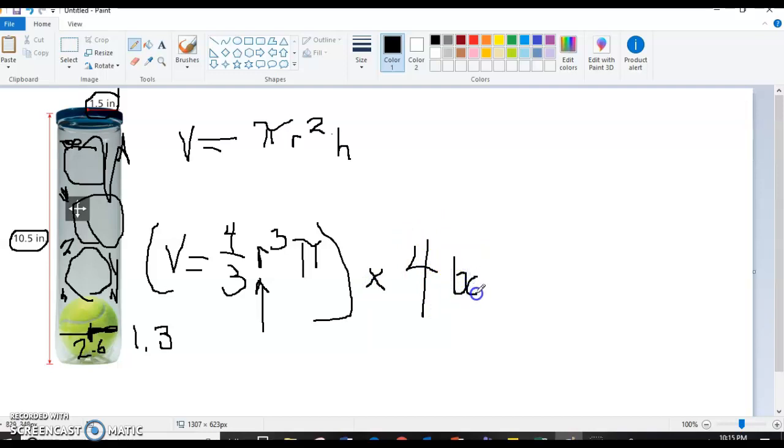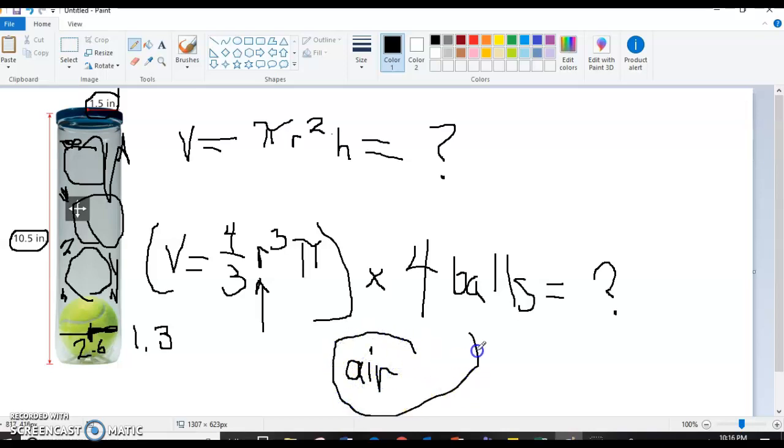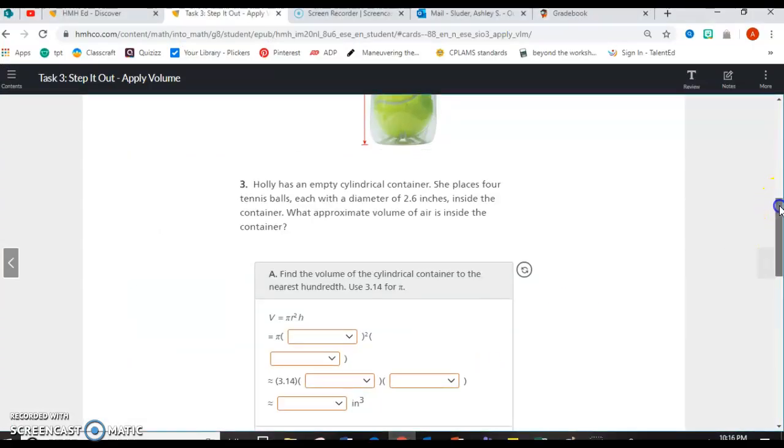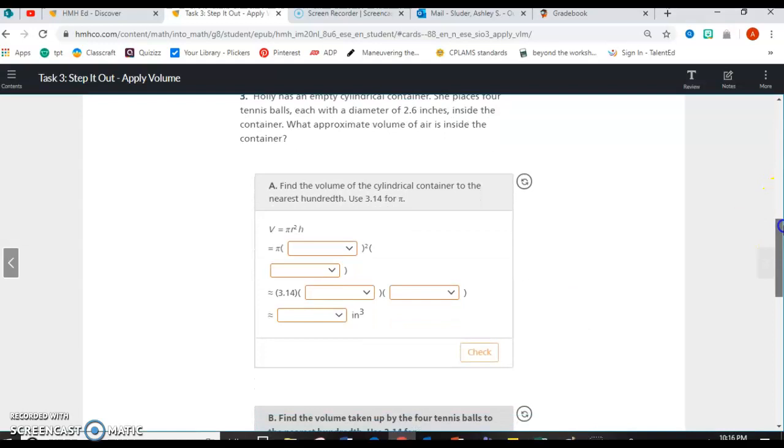And finally, my last step. After I identify the volume of the cylinder, and after I identify the volume of the 4 tennis balls, then I can subtract to find the volume of air. That is what we're looking for. The air inside of the container after we put 4 tennis balls inside of the cylinder container. I'm not going to have time to solve this, but you'll have to solve it on your own later.